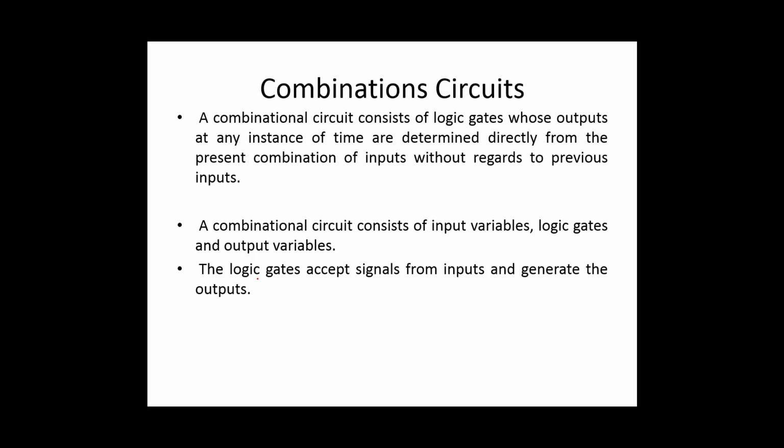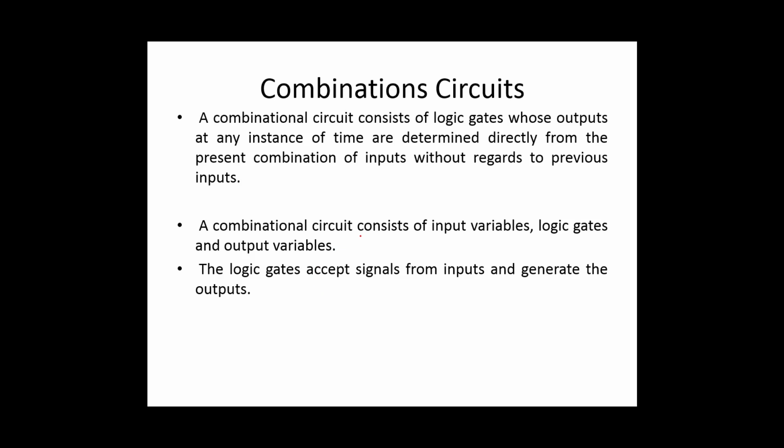A combinational circuit is a digital circuit that is composed of logic gates whose outputs at any instance of time are determined directly from the present combination of inputs without regards to previous input. It means that at any instance of time, the output of a combinational circuit is only a function of present input at that instance of time. Outputs are not dependent on some previous inputs or some previous outputs.